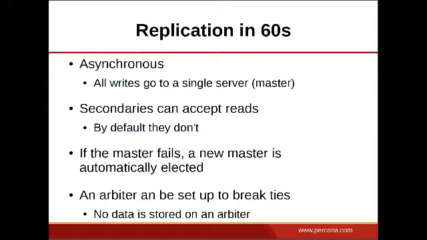A very brief overview of replication in MongoDB. It's asynchronous, which means that all writes will go to a single server, which is the master. We have secondaries. The secondaries can accept reads, but by default they don't, which is surprising when you come from MySQL. If the master fails, a new master will be automatically elected, and in some situations it can be useful to set up an arbiter, which doesn't hold any data, but can be there to help in the election process if you have ties.